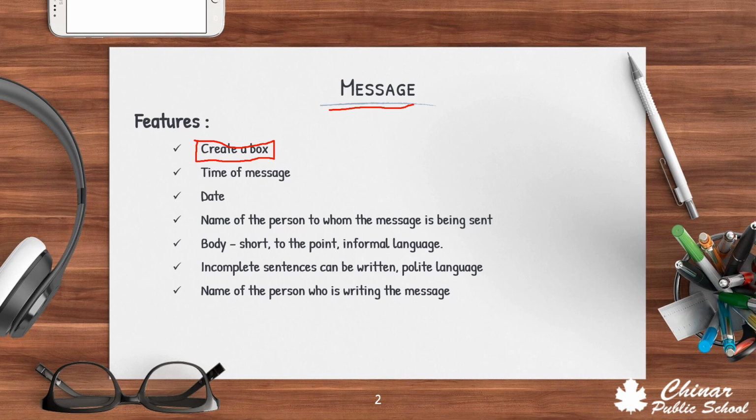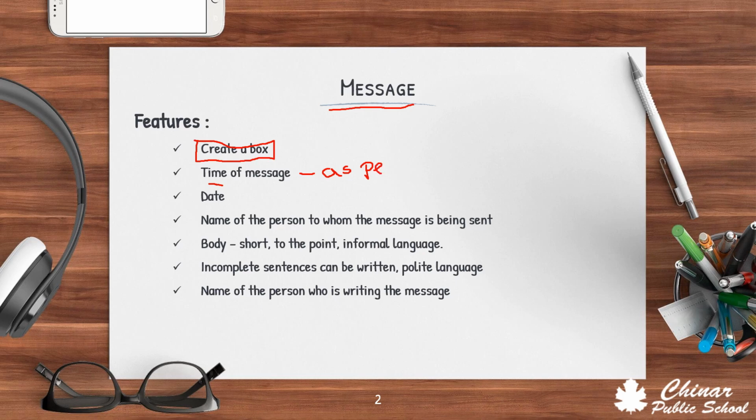First of all, you have to create a box. Then you will write the time. Now time, most of the time it will not be mentioned in the question. So for that, you should know, according to the question, you have to manipulate your own time and write it. 9 p.m., 9 a.m., 8 a.m., 8 p.m., 5 p.m., whatever it is. Right? According to the question.